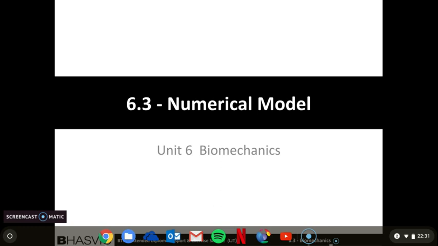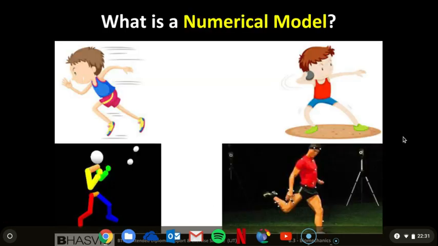6.3 Numerical Model in Biomechanics. What is a numerical model? A numerical model is a quantitative form of data analysis used to analyze sports performance and skill technique. Analyzing the biomechanics of a technique in this way makes it easier for you to advise an athlete to make small changes to their form in order to improve performance and maximize efficiency.